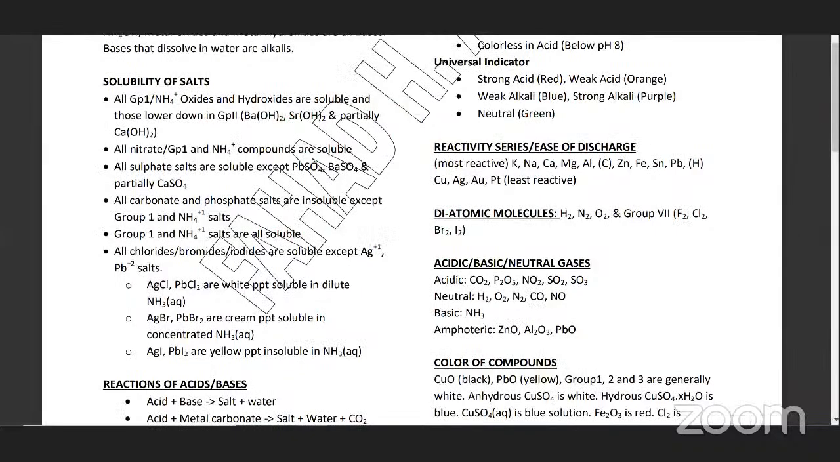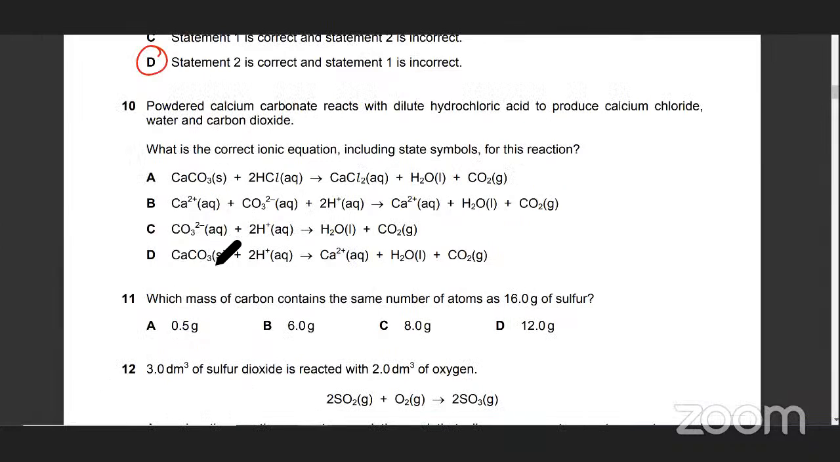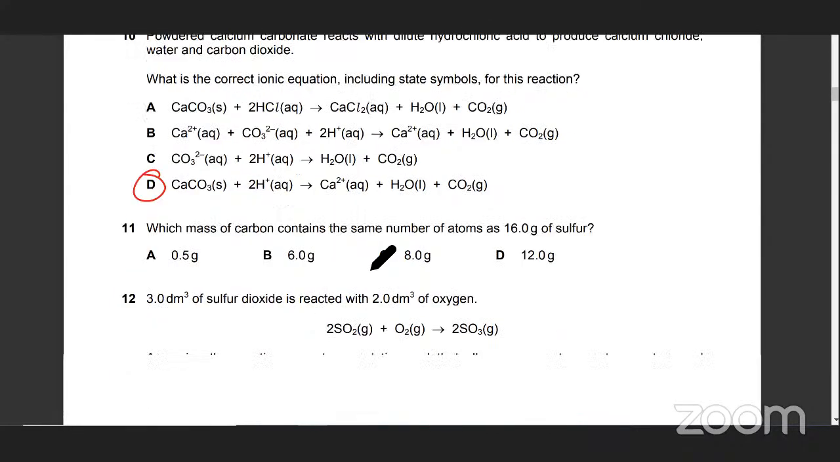So calcium carbonate solid plus 2H plus 1. So I think it's D. Okay, this is what we are getting.